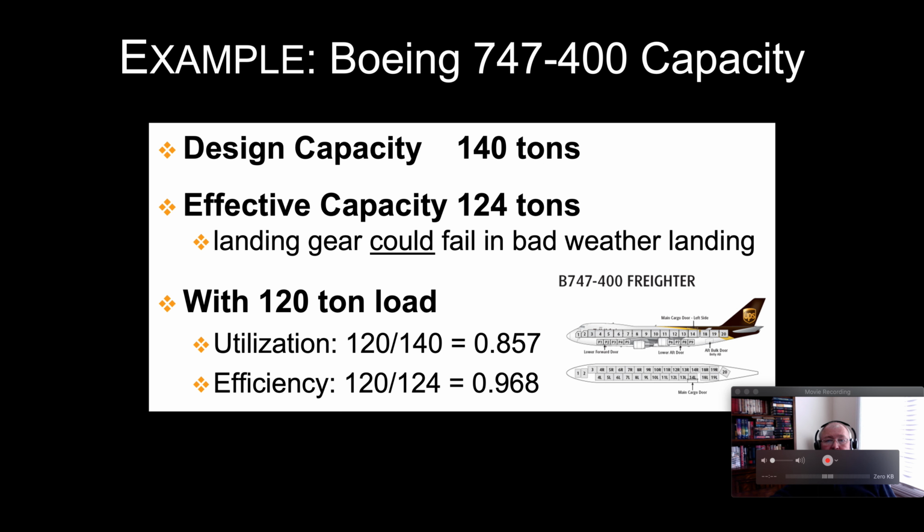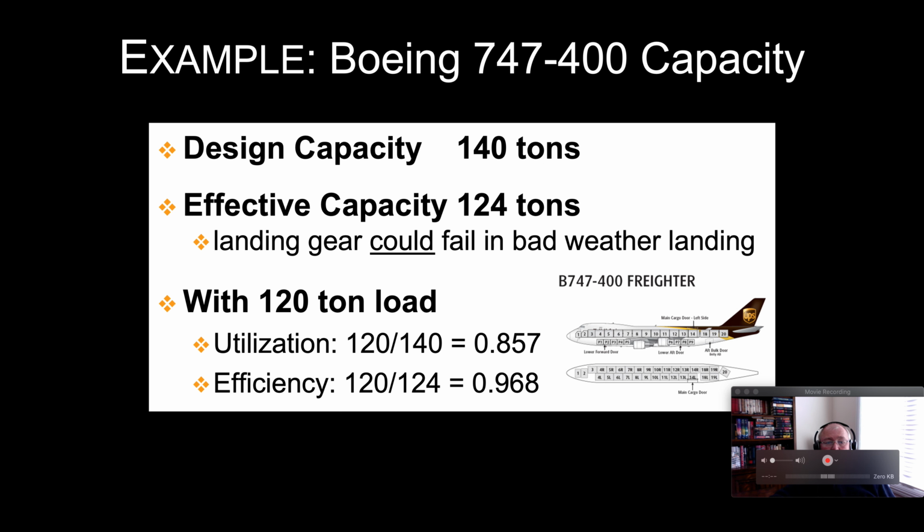So consider the Boeing 747-400. The design capacity of the Boeing 747-400 is 140 tons, but it could be that the effective capacity is only 124 tons. Why? Because we may carry less inside the plane than its design capacity due to the fact that in bad weather maybe the landing gear could fail.